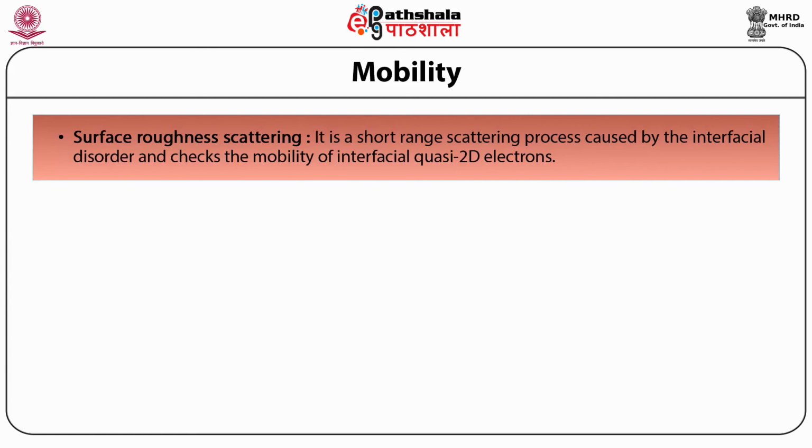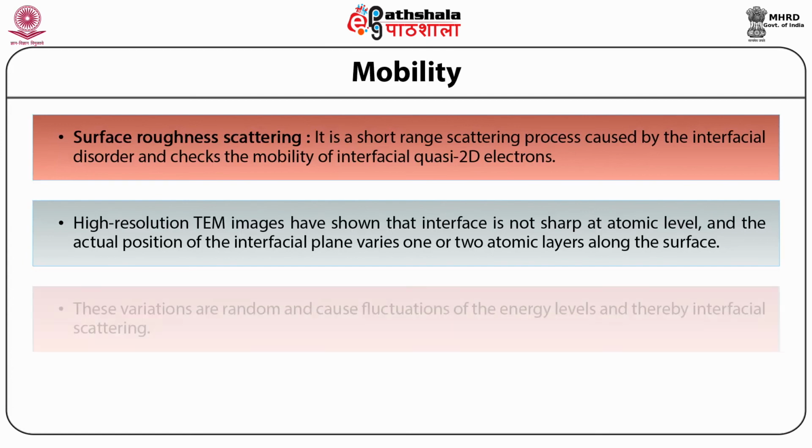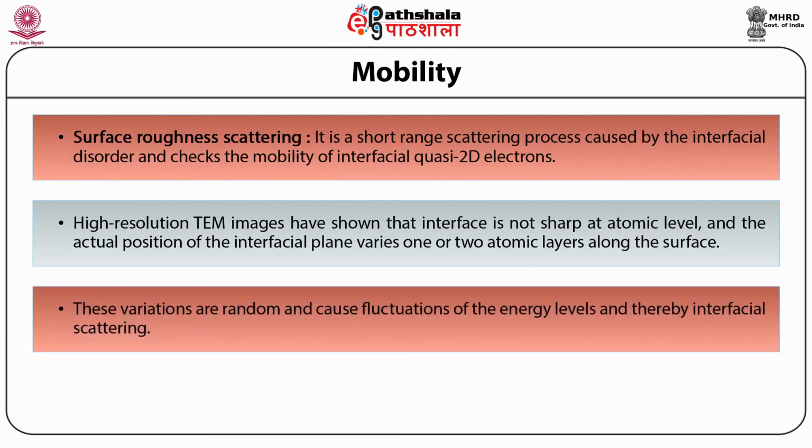It is a short-range scattering process caused by the interfacial disorder and limits the mobility of interfacial quasi-2D electrons. High-resolution TEM images have shown that the interface is not sharp at the atomic level, and the actual position of the interfacial plane varies by one or two atomic layers along the surface. These variations are random and cause fluctuation of the energy levels and thereby interfacial scattering.